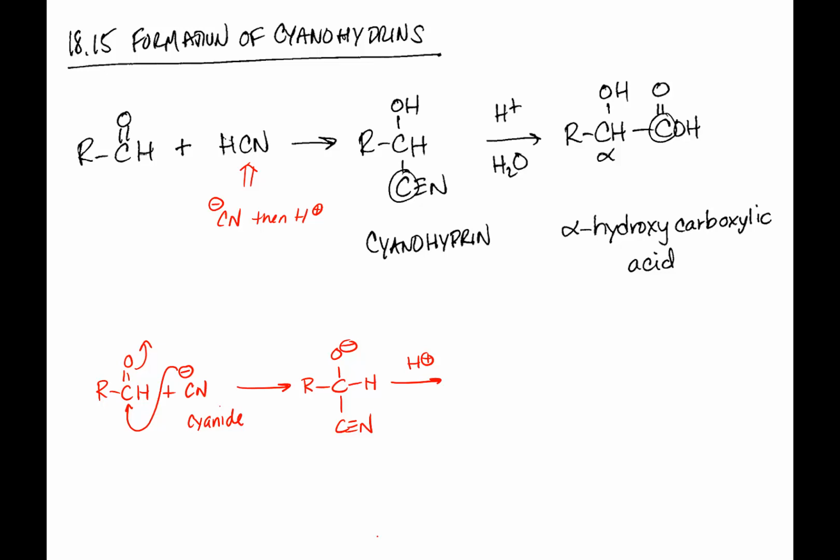form the OH group. So that will give us a C triple bond N added to the carbon, and the carbonyl will become an OH. Now, whether this is an aldehyde or a ketone, this is what is called a cyanohydrin.